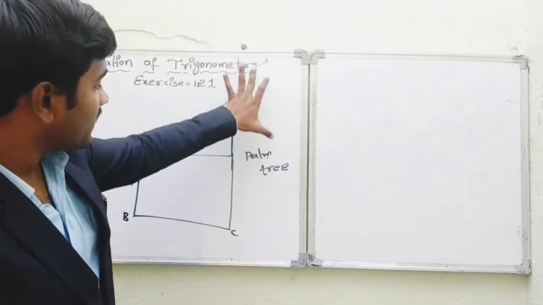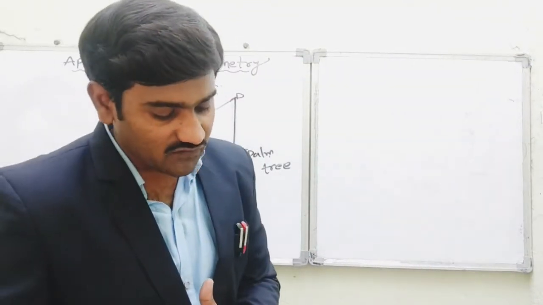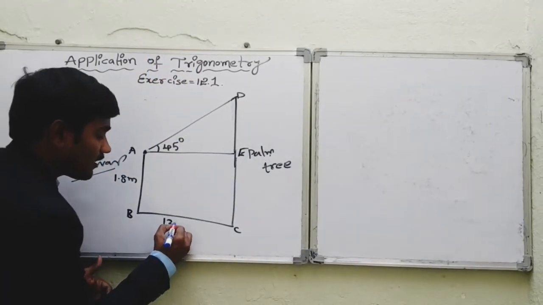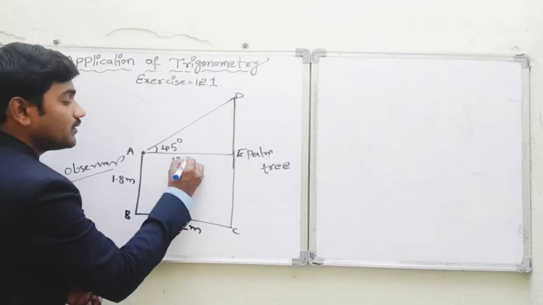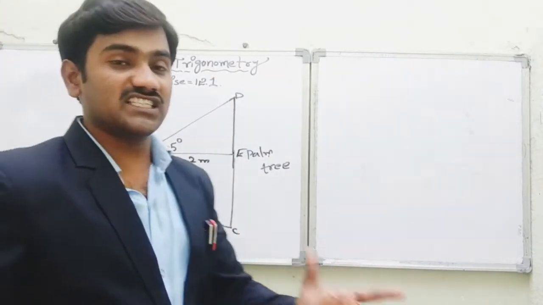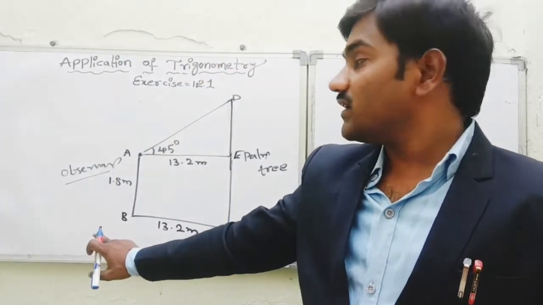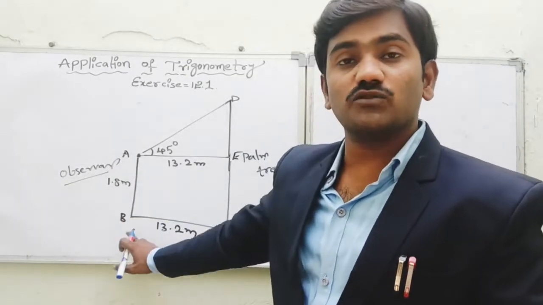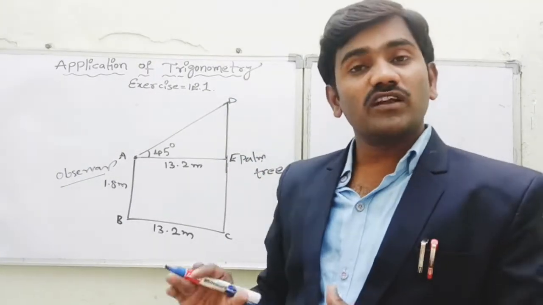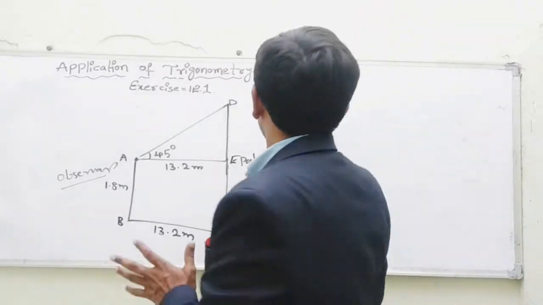So we need to find A, B, C, D, E suppose. He has a distance from the plum tree, which is also given here, that is 13.2 meters. Here 13.2 meters is away from this plum tree. This observer AB is 13.2 meters away from the plum tree, and the height of the observer is 1.8 meters. Now the complete height of the plum tree we need to find out.